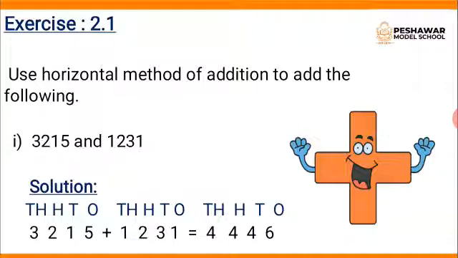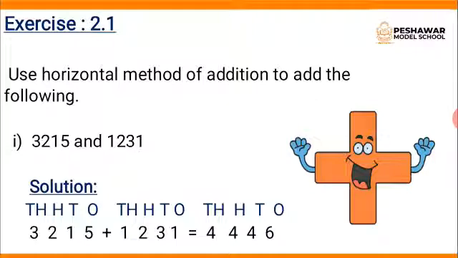First, we write the place of each digit. So, the place value of 5 is ones. The place value of 1 is tens. The place value of 2 is hundreds. And the place value of 3 is thousands. Same thing is done with the other one. The place value of 1 is ones. The place value of 3 is tens. The place value of 2 is hundreds. And the place value of 1 is thousands.